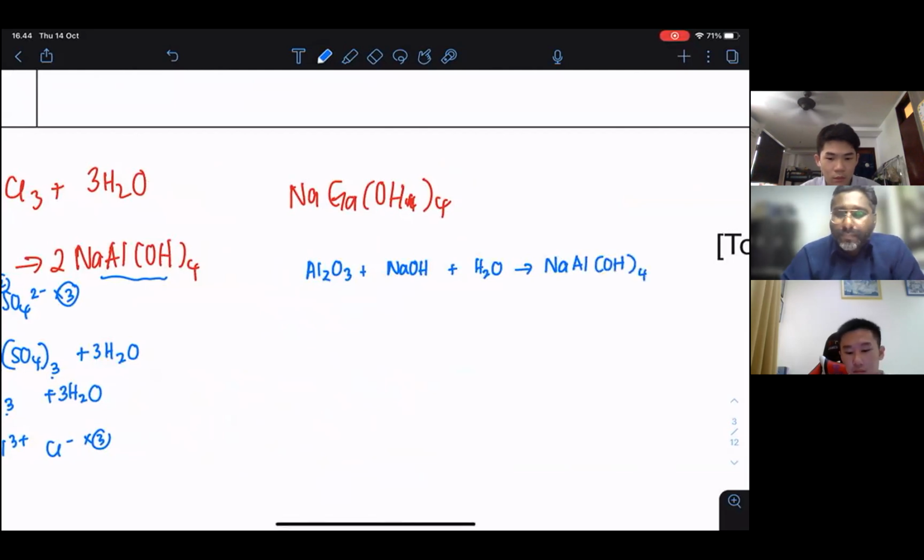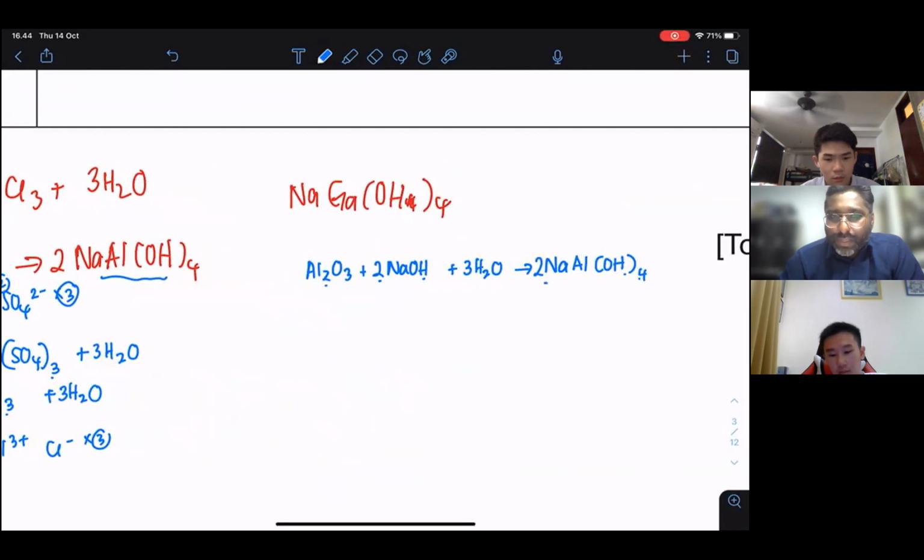NaAl(OH)4. Aluminium, there's 2 here, so it's better to put 2 there. 2 Na, so definitely there will be 2 here. Then you see whether the hydrogen is balanced or not. There's 2 hydrogen here, you have 8 hydrogen here. So 2 hydrogen go there, so you need 3 times 2, 6. This is how you balance.